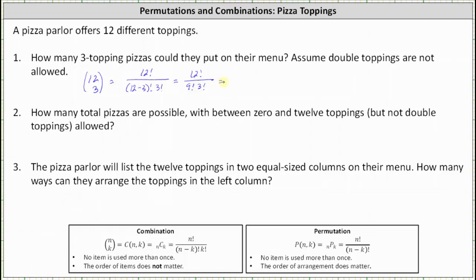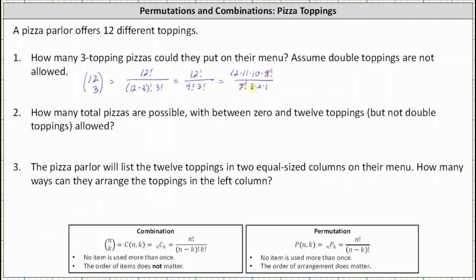Let's go ahead and expand 12 factorial until we reach 9 factorial. 12 factorial is equal to 12 times 11 times 10 times 9 factorial. In the denominator, we'll leave 9 factorial as 9 factorial and expand 3 factorial, which is 3 times 2 times 1. And now we simplify. 9 factorial divided by itself simplifies to 1.